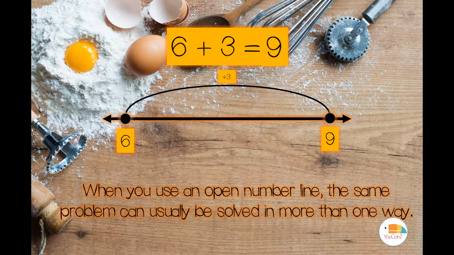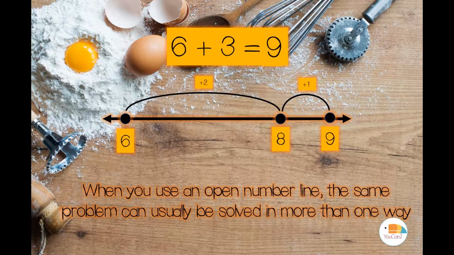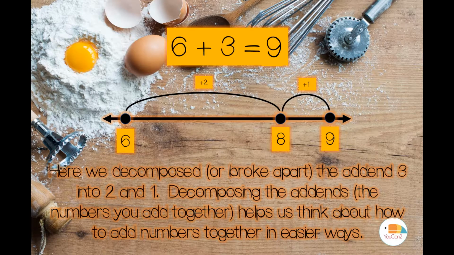And guess what else? You can use an open number line to solve the same problem in different ways. Like I could do a jump of 2 and then a jump of 1 and it would still get me to 9. What we did with the addend 3 was we decomposed it. We broke it apart into 2 and 1. And sometimes thinking about how we can decompose a number or break it apart can really help us use an open number line.